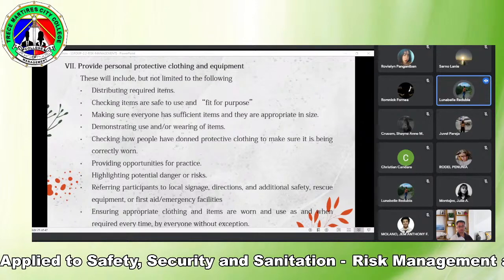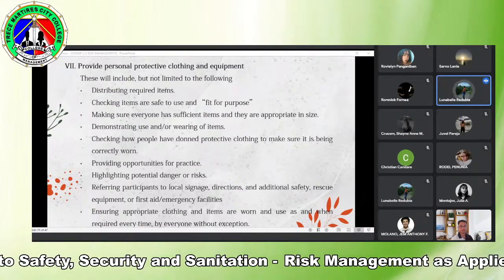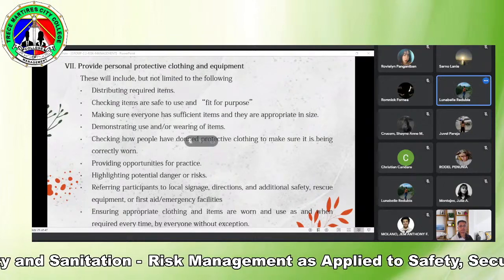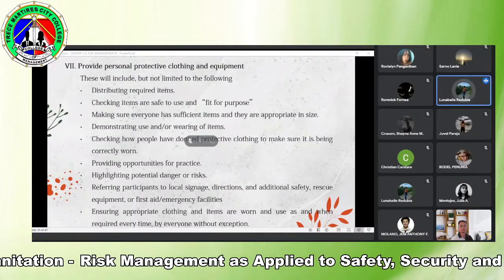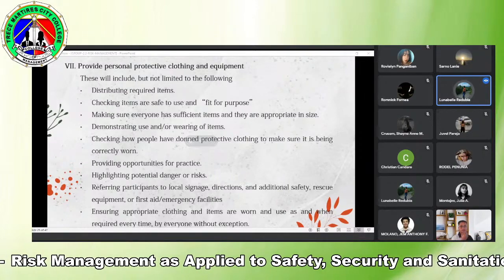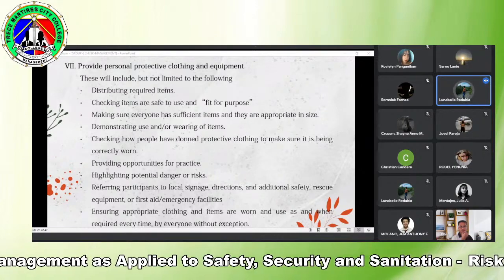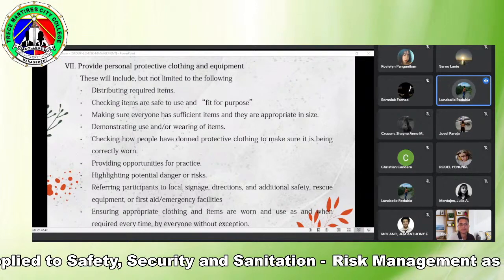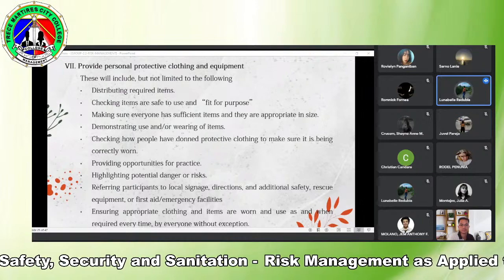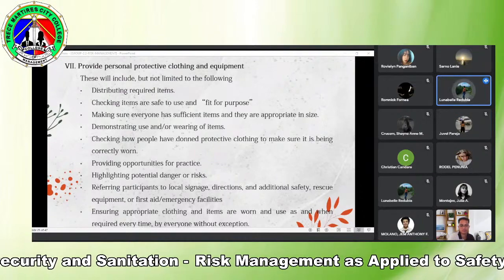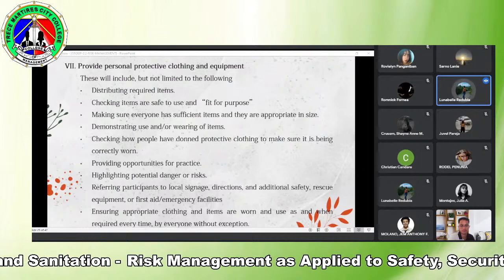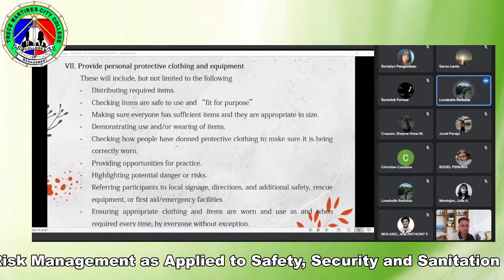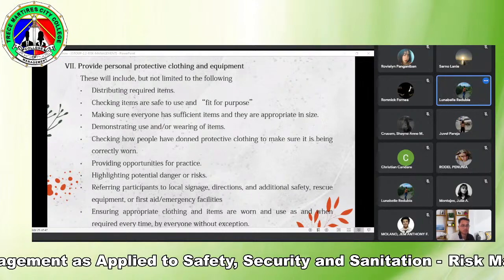Demonstrating use and or wearing of items. Dapat bago ibigay sa kanila, kailangan maituro kung paano gamitin para maiwasan yung problema. Yung tulad nga po ng sinasabi ko kanina sa frontliners, kailangan mai-present po sa kanilang maayos kung paano maisuot ng tama yung PPE po nila, lalo na po doon sa mask.